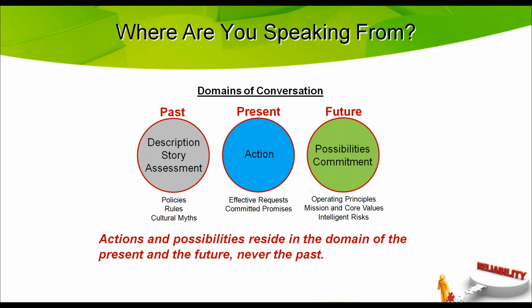Where do you think the phrase, "this is how we've always done it," is speaking from? Past, present, or future? Or how about this one? "That'll never work because we've tried it before and it was a disaster." Past, present, or future? When we speak from the past, our actions and possibilities are hijacked and new ways of doing things never come into being.